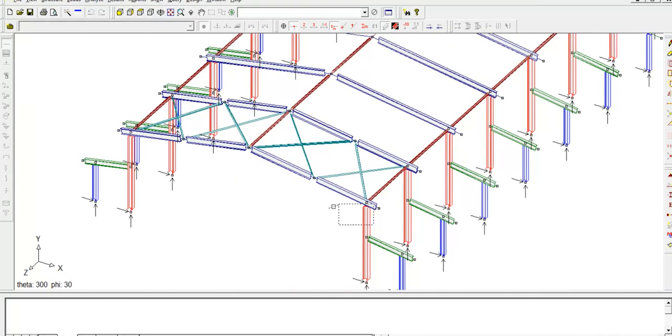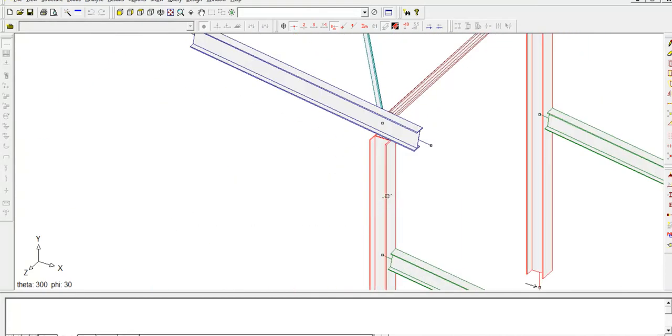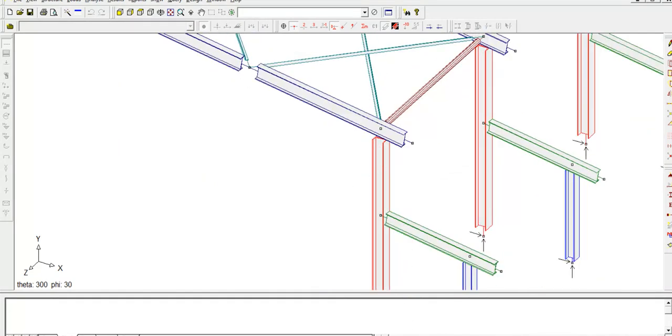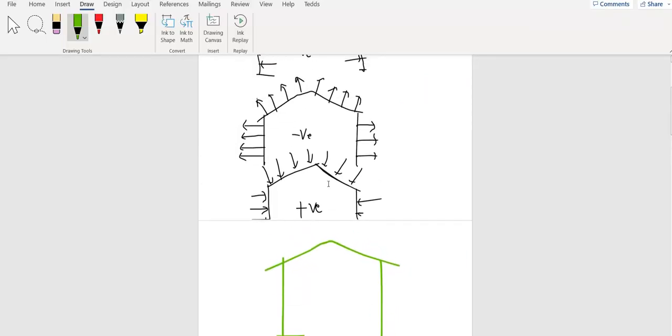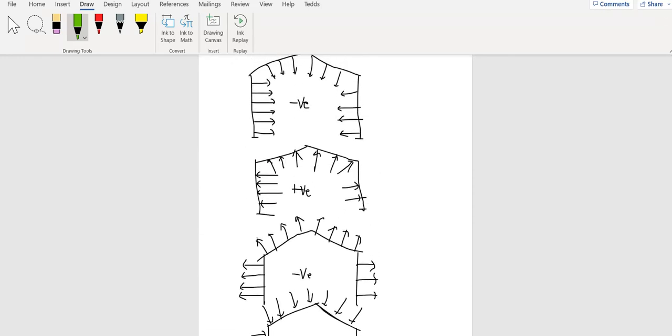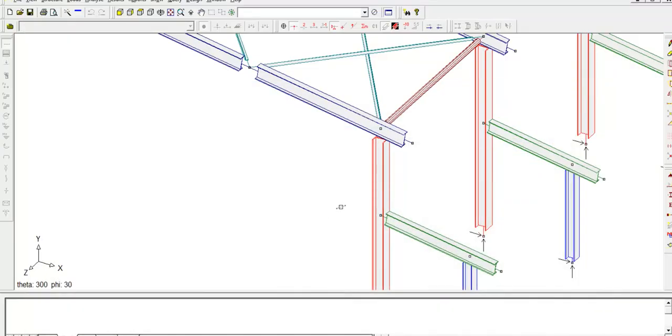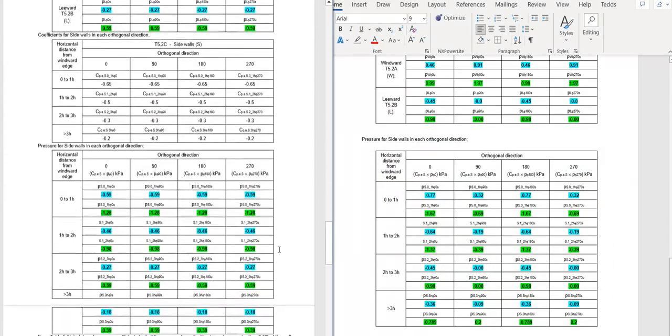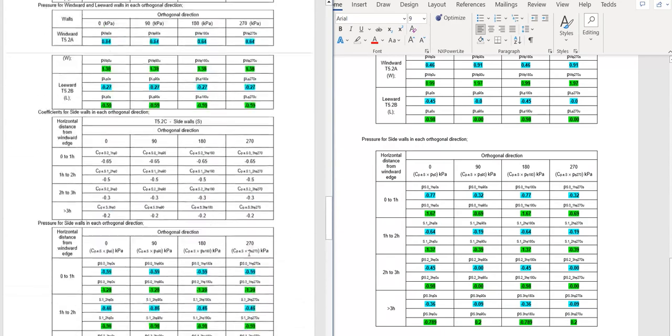So to get a net pressure on a structure, for instance, let's say I want to find the net pressure on this particular column. The only thing you need to do is get the external pressure minus the internal pressure. So that's all I have done in the summary report, as you can see here in the table.